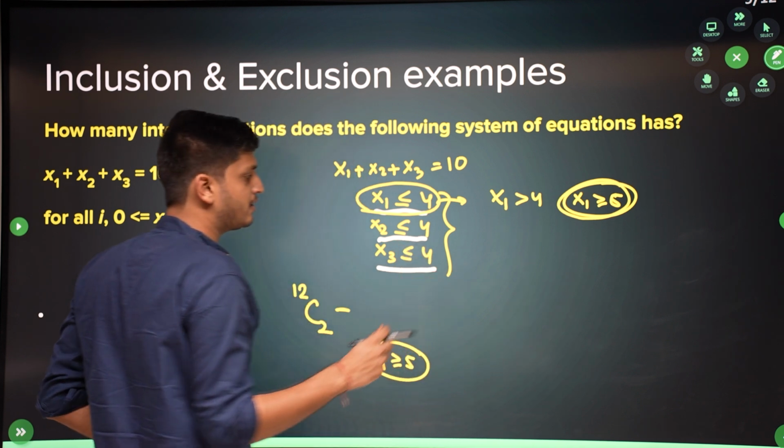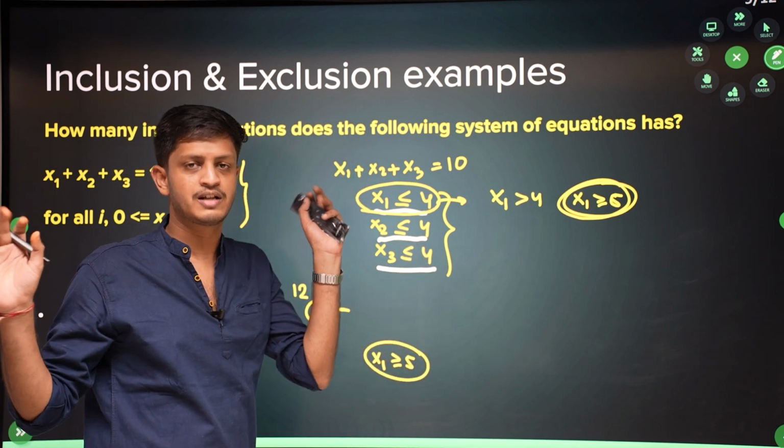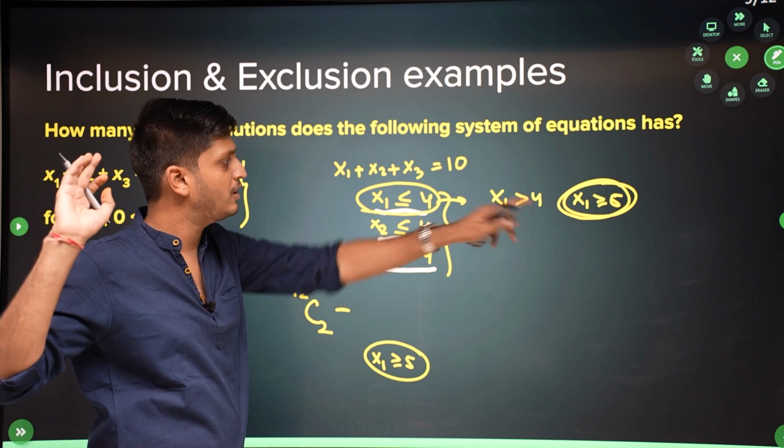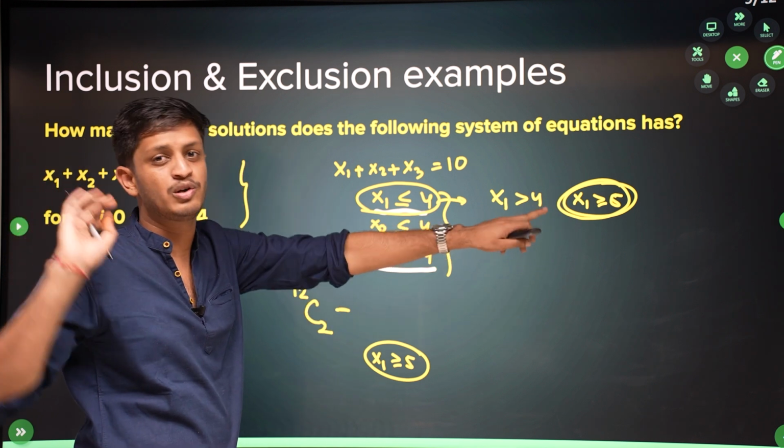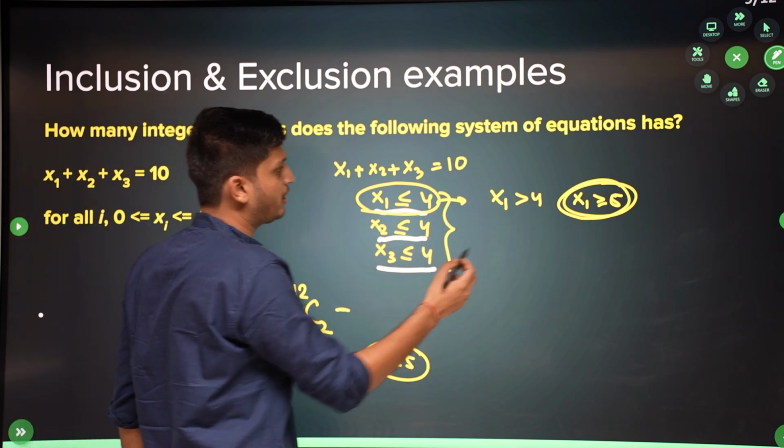So x2, x3 can be anything right now. Only x1 is not following its bounds, so I only care about x1. How many such values are there?